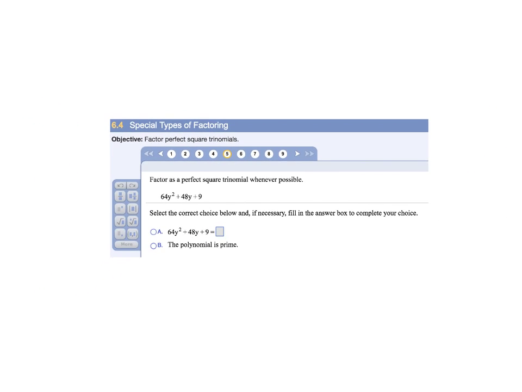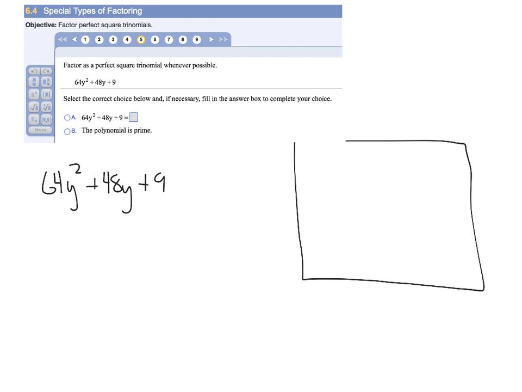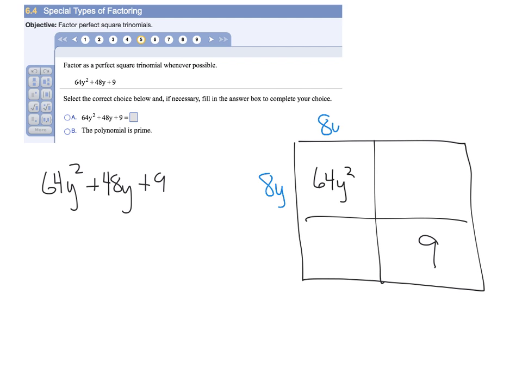All right, so still factoring. We've got 64y squared plus 48y plus 9. When we make our box, of course 64y squared goes here, and 9 goes here, and we see that both of these are squares. This is 8y times 8y, and then 9 is 3 times 3.